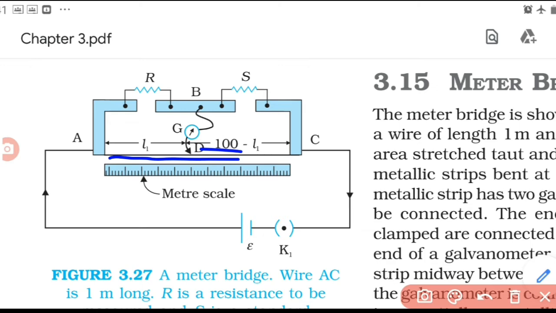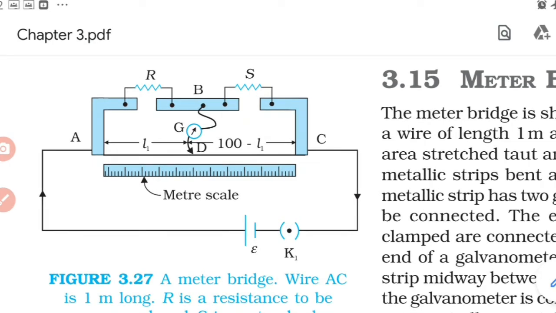So what I was telling, the connection between B and D. Actually, from the point B, the galvanometer is connected. The other end of the galvanometer is connected to a sliding contact called the jockey. And this jockey can be slid over that wire AC, the wire which is kept stretched over the meter scale. So that is the connection.